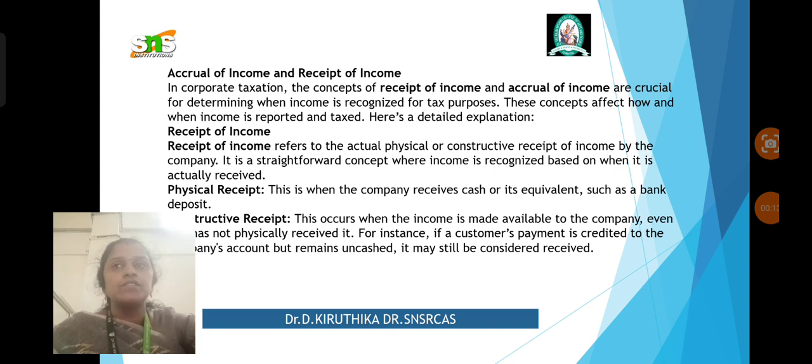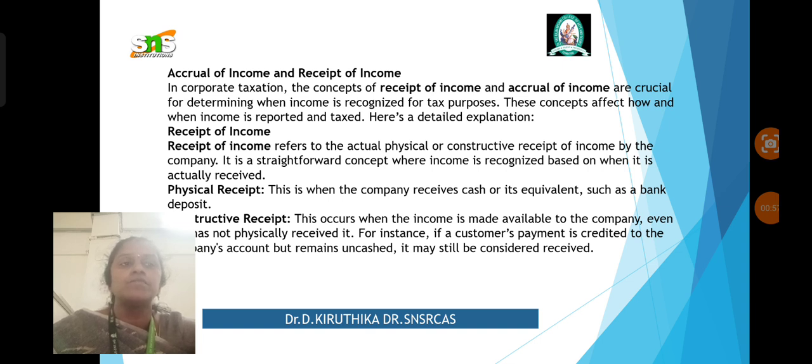Today we are going to discuss corporate tax, that is, accrual of income and receipt of income. In corporate taxation, the concepts of receipt of income and accrual are crucial for determining when income is recognized for tax purposes, because income may be received in the future but not in the present. Say, for example, interest: it will be received in the future, but not now, though it will still reflect in your income.